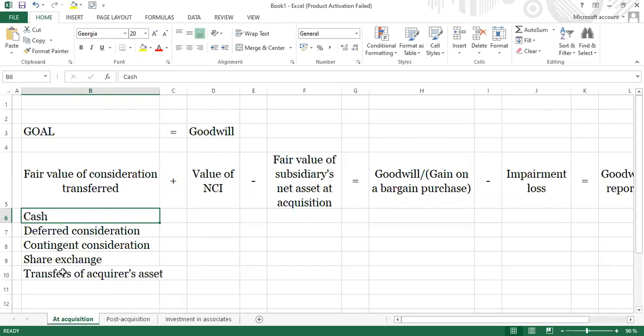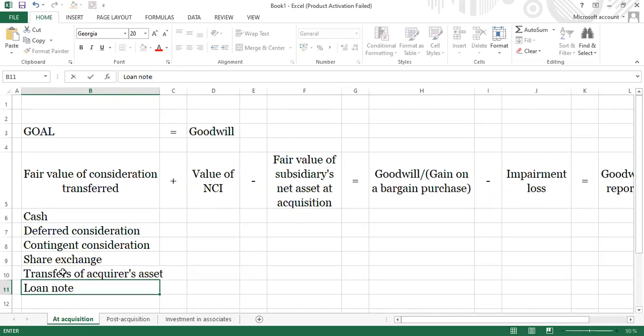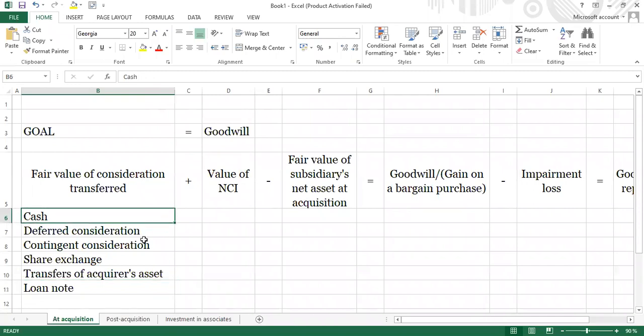What of bank loan? Yeah, loan note. Which other one have we missed out? I think these are the popular ones. These are the popular consideration you stumble on in most questions.